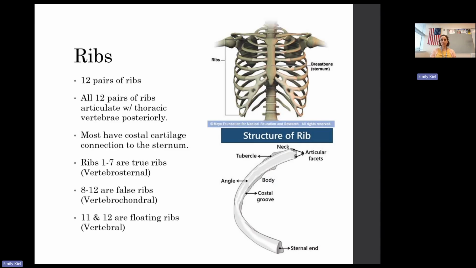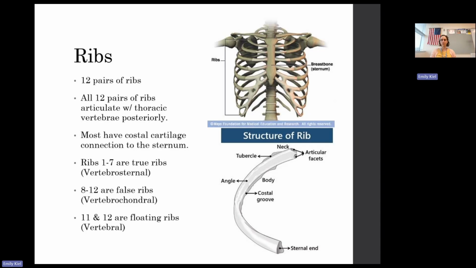And for the ribs, we have 12 pairs of ribs. Please know how many ribs there are. And they all articulate posteriorly with thoracic vertebra. They connect to the sternum with costal cartilage. So this lighter white material that we're seeing, that's all costal cartilage that's connecting those ribs to the sternum. Ribs 1 through 7 are true ribs.